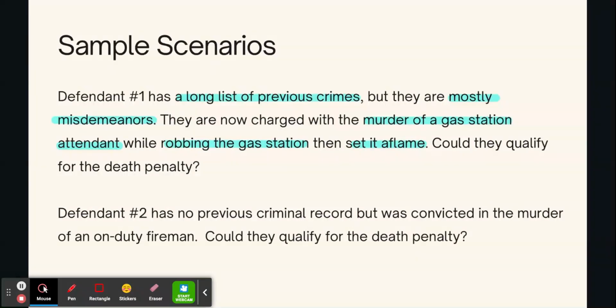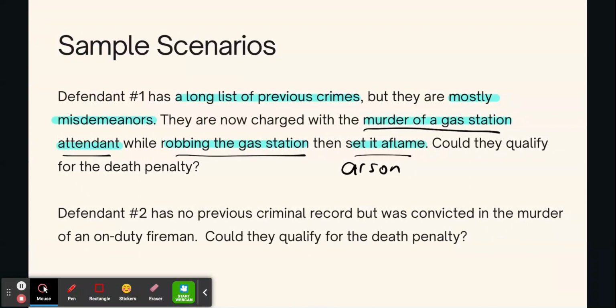So the first thing to look at is that they do have a previous criminal background, although they were not necessarily the most serious of crimes. They do have a proclivity for crime. And the key thing is that they have now committed 3 felonies in one fell swoop. They murdered the gas station attendant after they had robbed the gas station and then set it aflame, so arson. So after committing these 3 felonies at once, could they qualify for the death penalty?